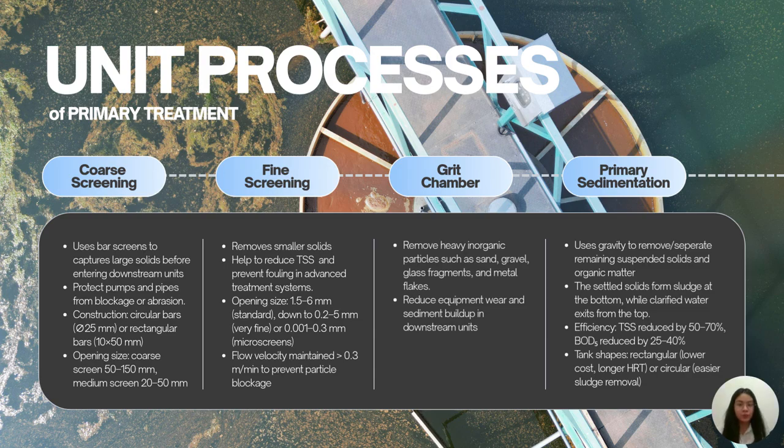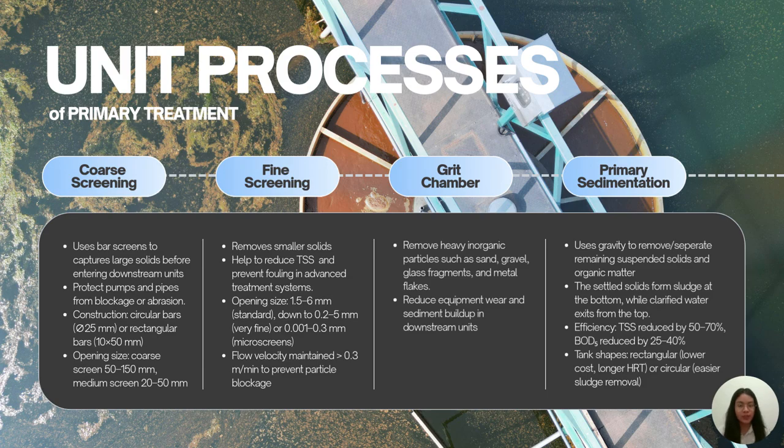There are four unit processes in this stage, occurring in this order. The first is coarse screening, using bar screens to capture large solids right at the inlet. Bar openings range from 20 up to 150 mm, protecting downstream pumps and pipes from blockage and abrasion.